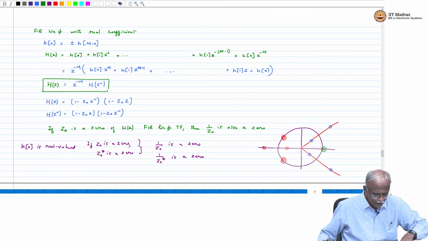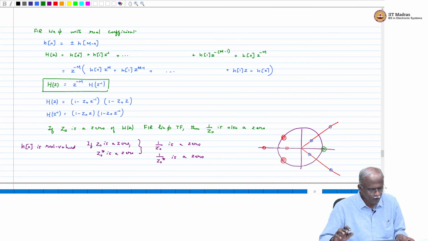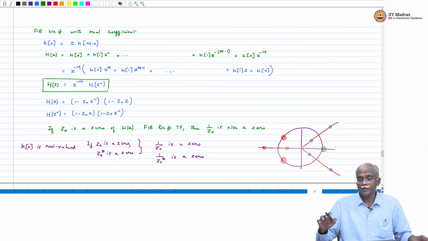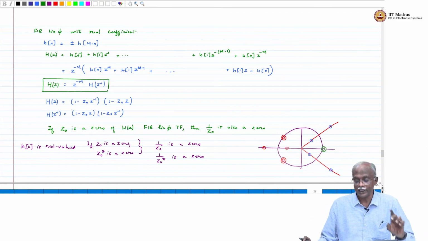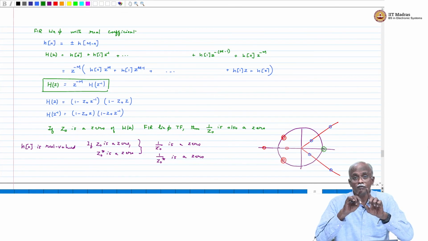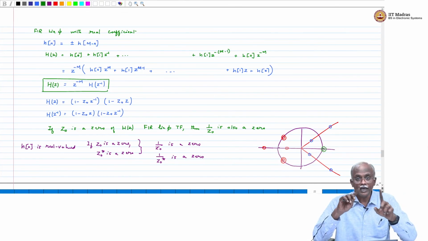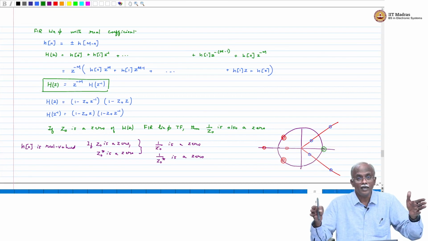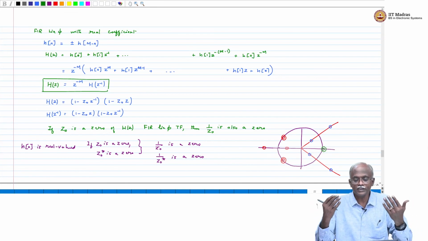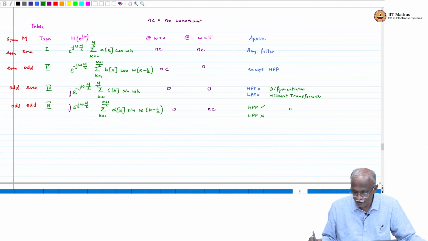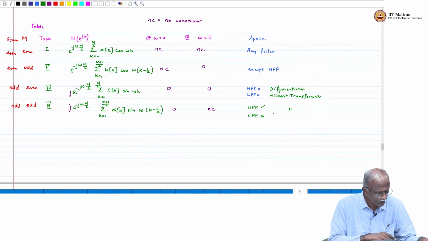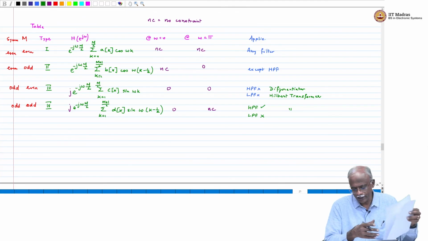So I hope you have a good understanding of what the linear phase property is. Linear phase relies heavily on the property of symmetry. It can be either even symmetry or odd symmetry. Depending upon the length of the filter or the order of the filter, you will get different constraints which have been captured in this particular table, and this will be helpful in terms of the designs that we can do.